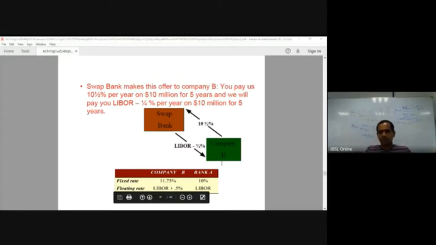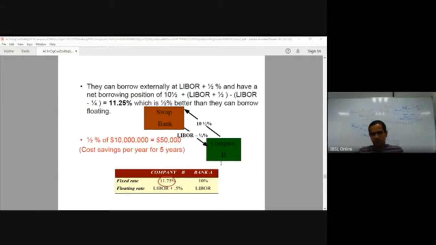Then for B, this bank offers B this proposition. They're asking B to pay them 10.5%, right? And they will pay B LIBOR minus 0.25% for 5 years. Now B can borrow externally at LIBOR plus 0.5%, and have a net borrowing position of 11.25%. So they have switched from LIBOR plus half to 11.25%. That's basically a floating rate or fixed rate switch. Okay, and it will save them $50,000 a year.